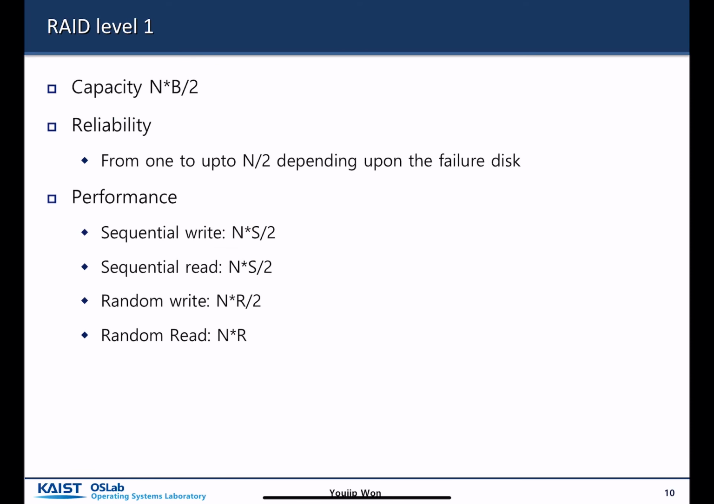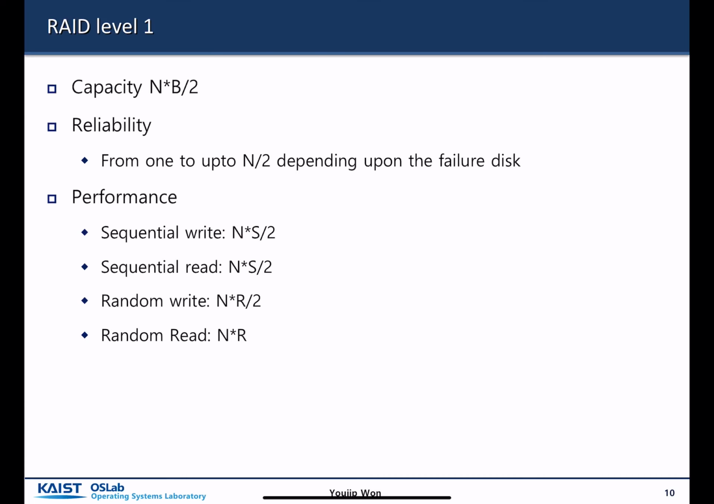The concept is easy and the reliability is good, but it has its own price: the capacity and bandwidth. So for capacity, the total capacity is n times b. The n means the number of disks in the RAID system, and b means the capacity of a single disk. Normally, because there are n disks, the total capacity corresponds to n times b, but because of disk mirroring, we copy every block to its redundant copy, so the actual capacity available to the user is half of what is offered by the disk system, n times b divided by 2. Reliability is good.